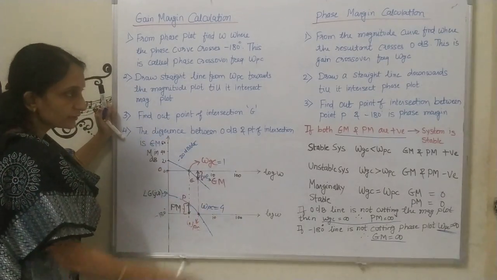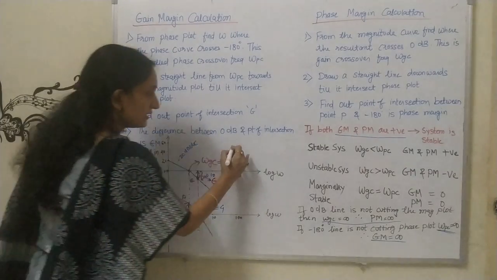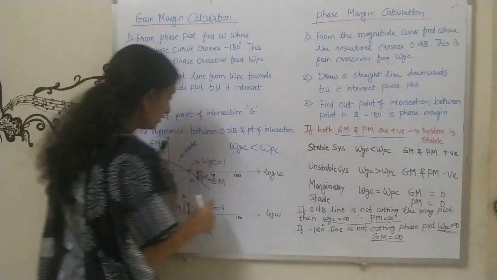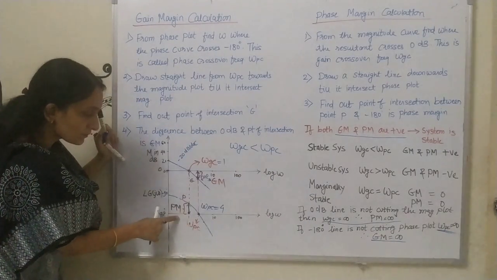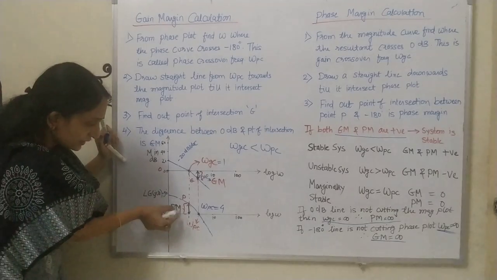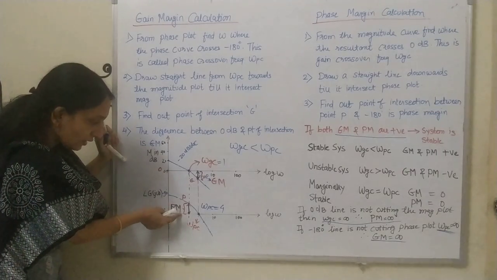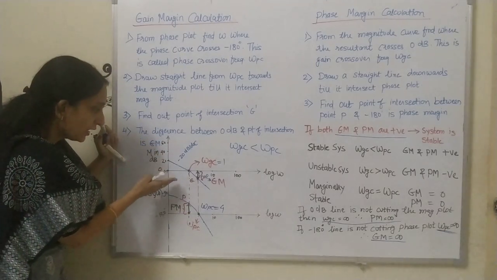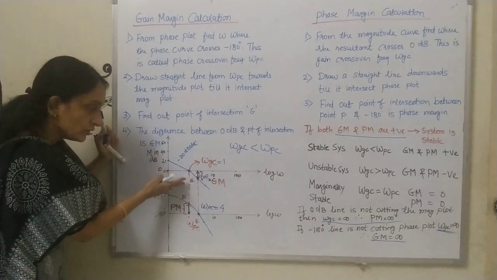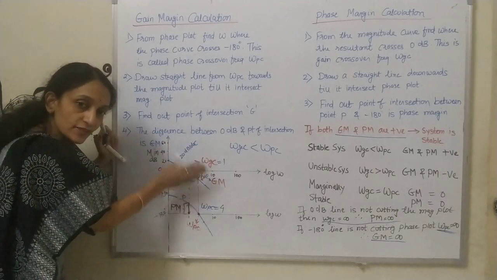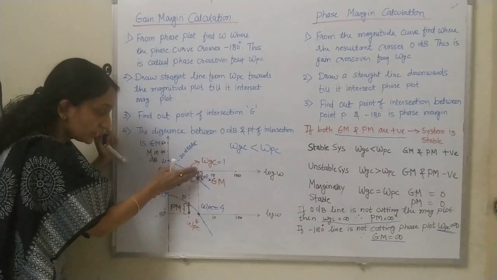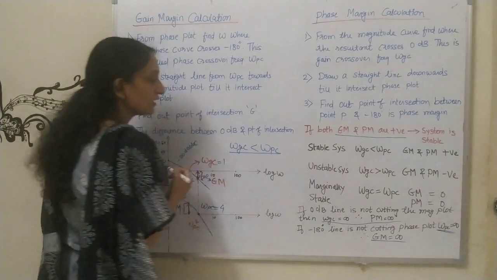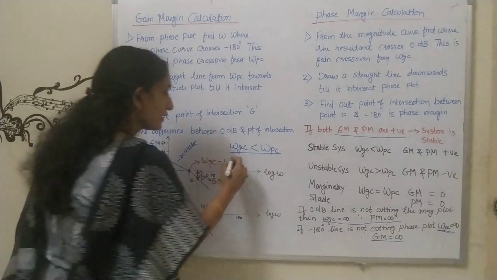So what will be your conclusion? Look at this, omega GC is less than omega PC. So what will you say? Gain margin and phase margin both are positive. When I say that phase margin is positive, my intersection will always be above the minus 180 degree line, and when I say that gain margin is positive, this difference will always be below the 0 dB line. So the conclusion is, as omega GC is less than omega PC, the system is stable.